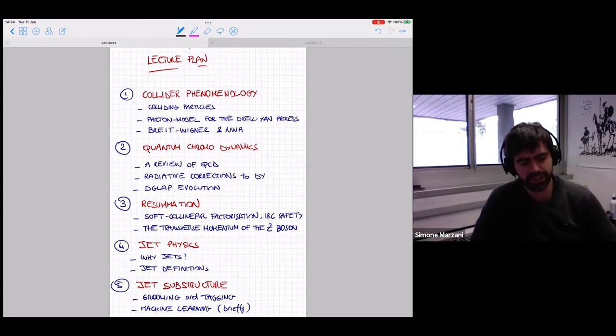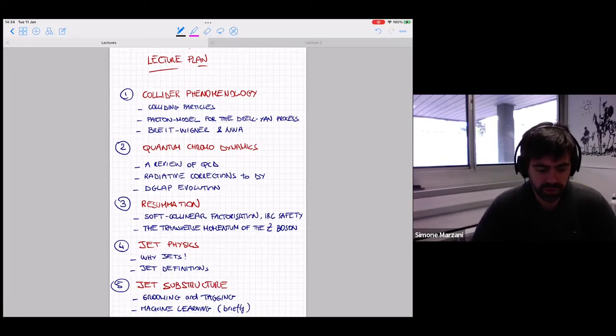And we sort of stated the Standard Model. Then at the end of the lecture yesterday, we discussed a little bit how to make sense of these singularities that appear at the Z-pole. And so we introduced the concept of a decay width, and through the optical theorem, we were able to write down what is known as the Breit-Wigner expression. And in particular, we looked at the narrow width approximation.